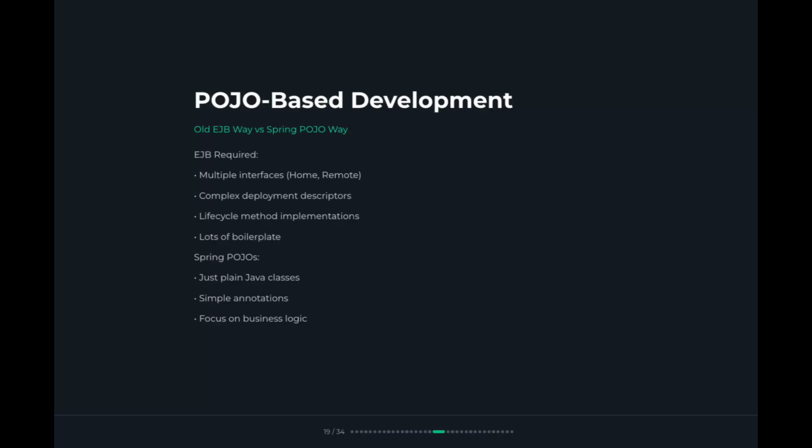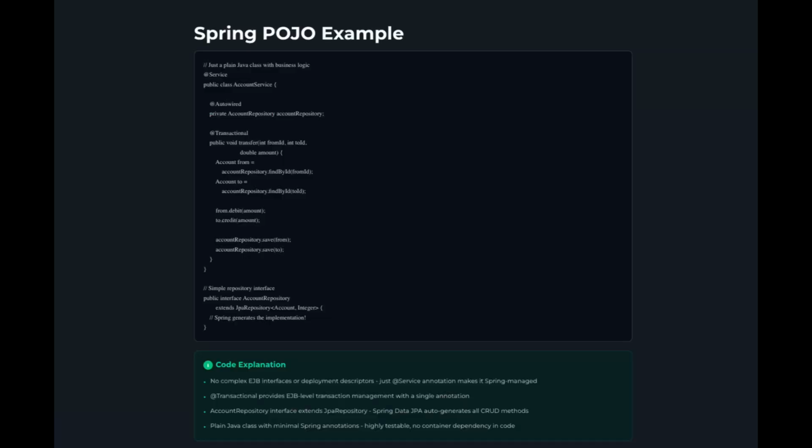The POJO-based development. In EJB, it required multiple interfaces, complex deployment descriptors, lifecycle method implementation, lots of boilerplate. Spring POJOs, just plain Java classes, simple annotation, focus on business logic. Here's an example of a Spring POJO.